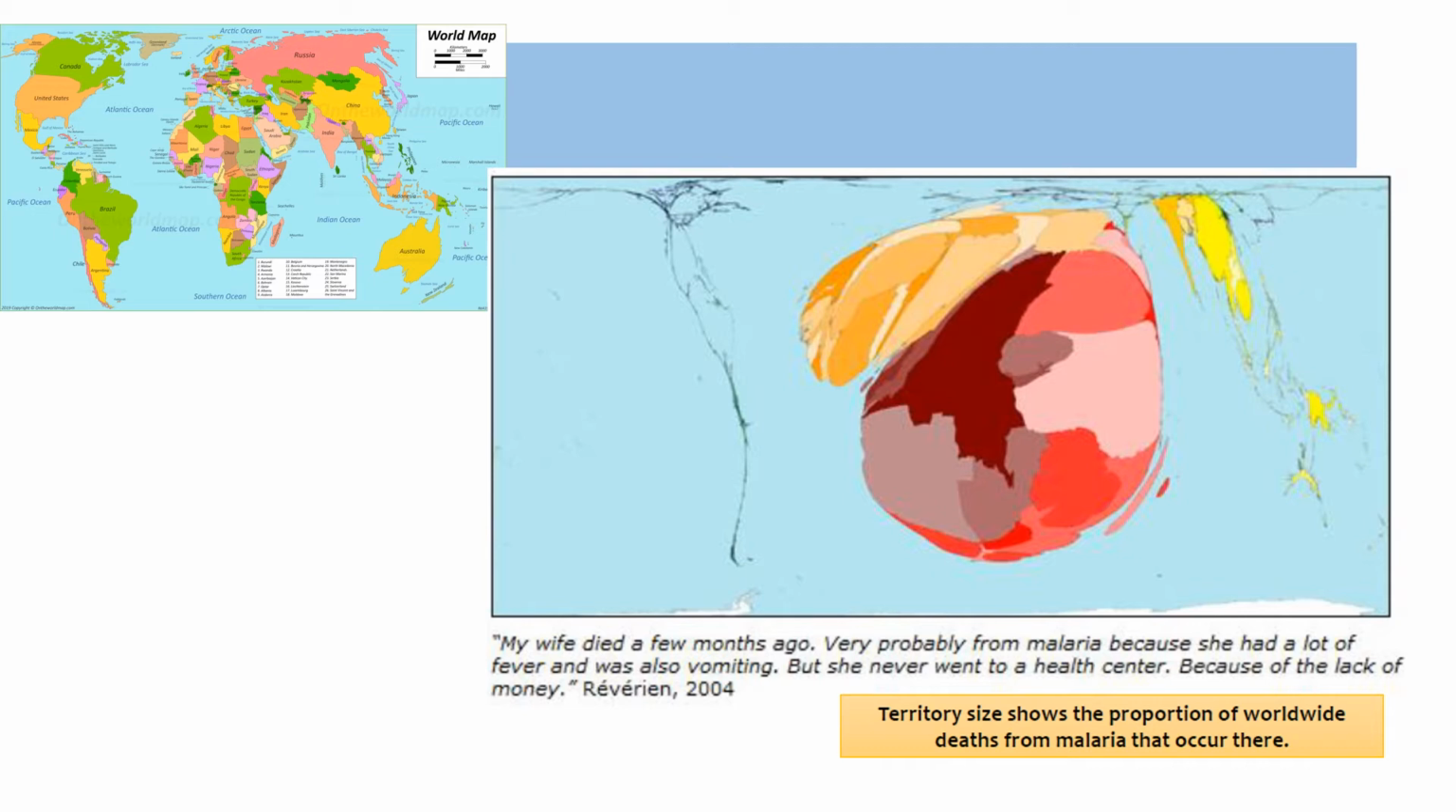This is an interesting map. I suggest you pause it and study it for a bit. Top left shows just the normal world map. I put that there so that you can see it as a direct comparison. But the map I really want you to look at is this one that's been distorted.